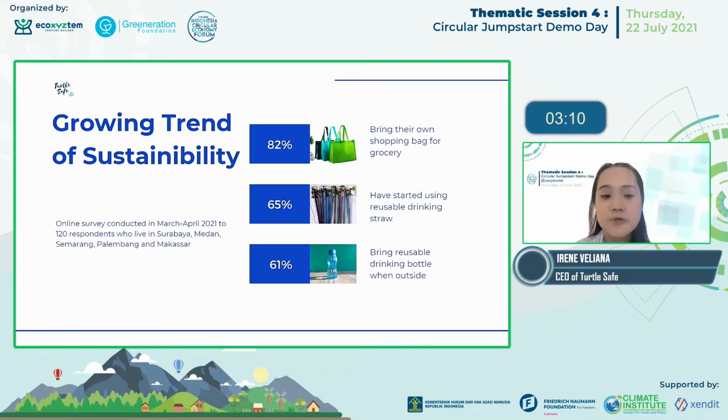From the market survey that we conducted with 120 respondents in 5 big cities outside Jabodetabek, we observe a growing trend of sustainability. More than 60% of our respondents bring shopping bags to the grocery, use reusable drinking straws, and bring their own drinking bottle when outside. This is conclusive evidence that housewives have a strong desire to reduce their usage of products with plastic packaging.